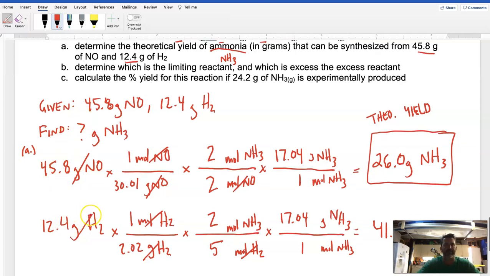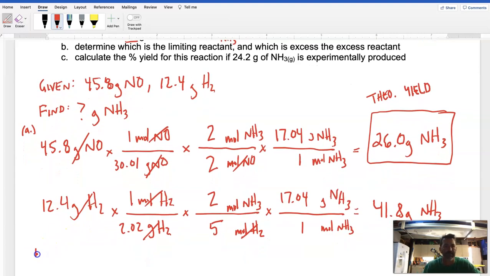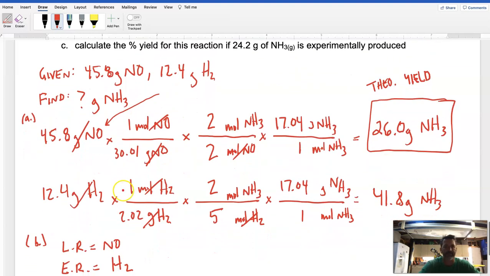Letter B says determine the limiting reactant and the excess reactant. Remember, the one that produces the smaller amount is my limiting reactant. So NO is the limiting reactant. My excess reactant is the one that produced the larger product, so that is my H2. And remember, those are my reactants.